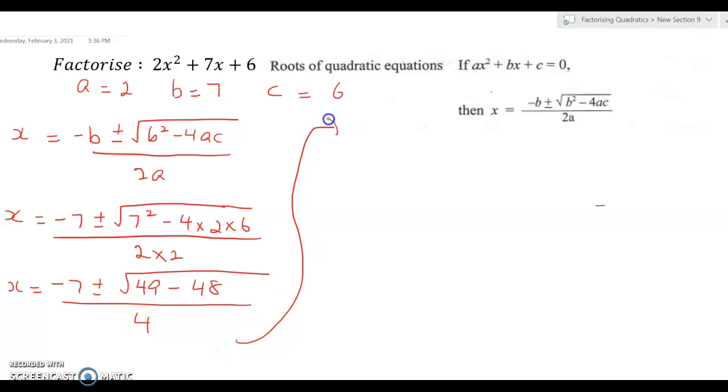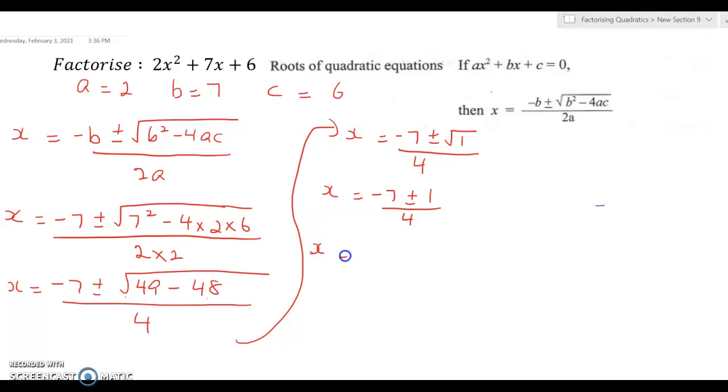So let's come up here now. So now we have x is equal to minus 7 plus or minus 49 take away 48, so we're going to get square root of 1 all over 4. And that is equal to minus 7 plus or minus the square root of 1. You can check it on the calculator, double check it if you need to. Square root of 1 is 1 all over 4.